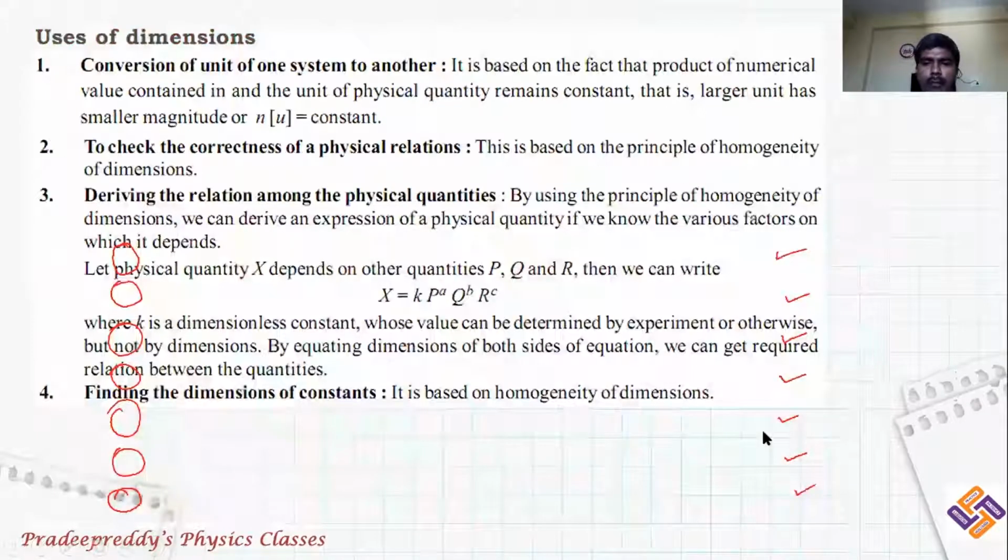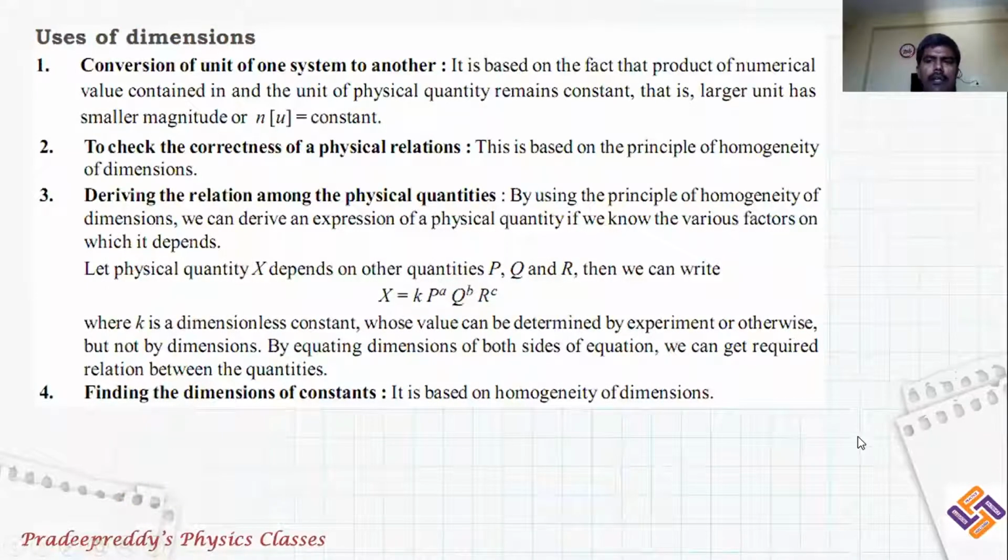Right, we have a few applications of dimensional analysis, that means uses of dimensional analysis. We will learn the uses first, and one by one for each use we will take one example and learn how dimensional analysis is applied. So the first important use of dimensional analysis is that you can convert one unit system to another unit system. This is the first use of dimensional analysis.